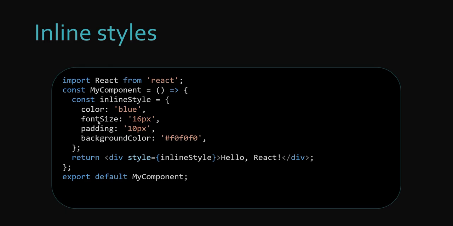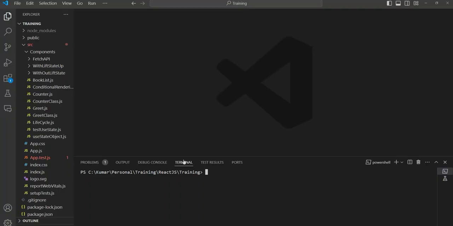So the main difference is that instead of specifying the styles in a CSS file, we specify them as a JavaScript object. Instead of the hyphen syntax like font-size and background-color, we specify fontSize and backgroundColor. That's the main difference. Then we specify the style attribute and apply the inline styles there. So let's go to our Visual Studio Code and try to demonstrate this example.